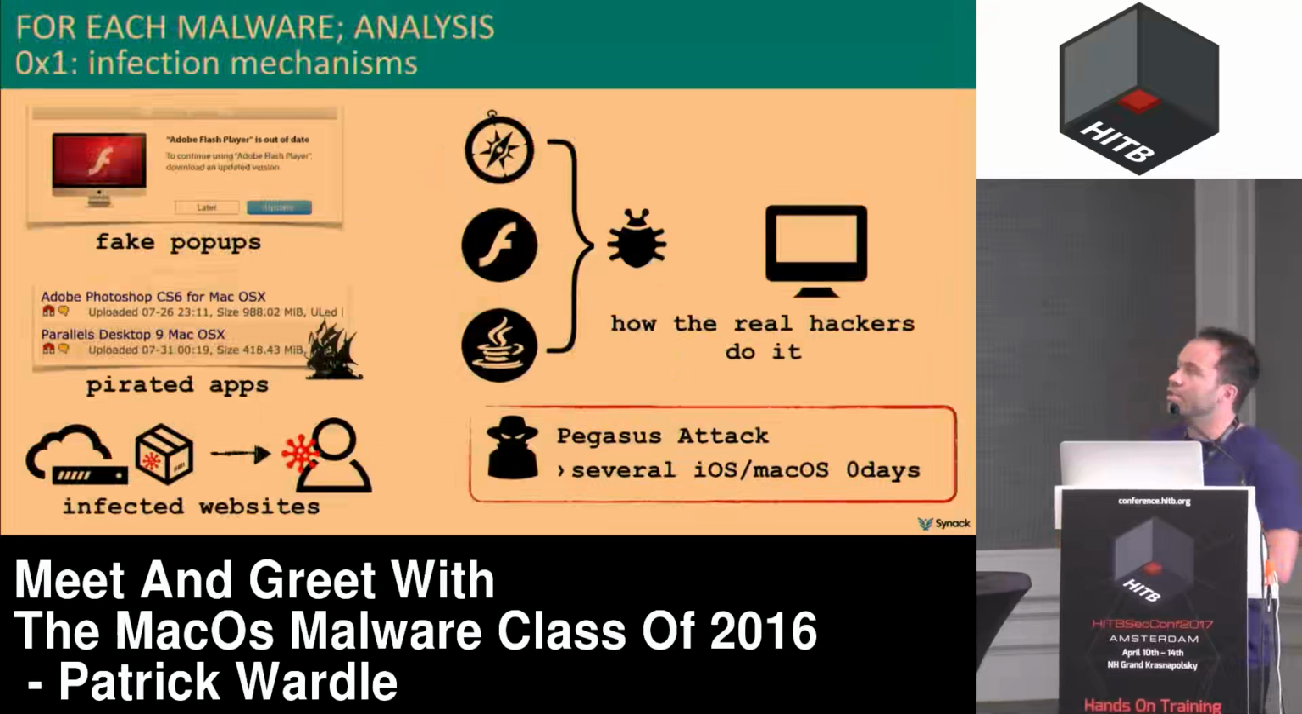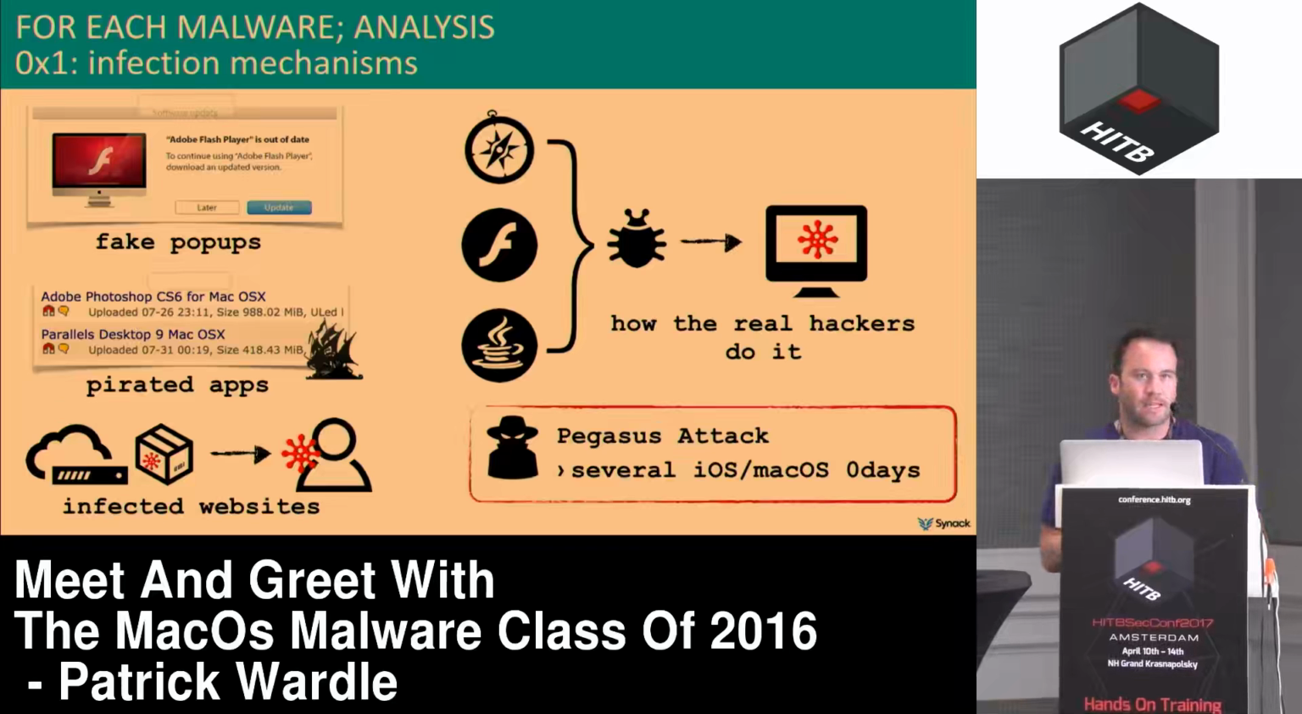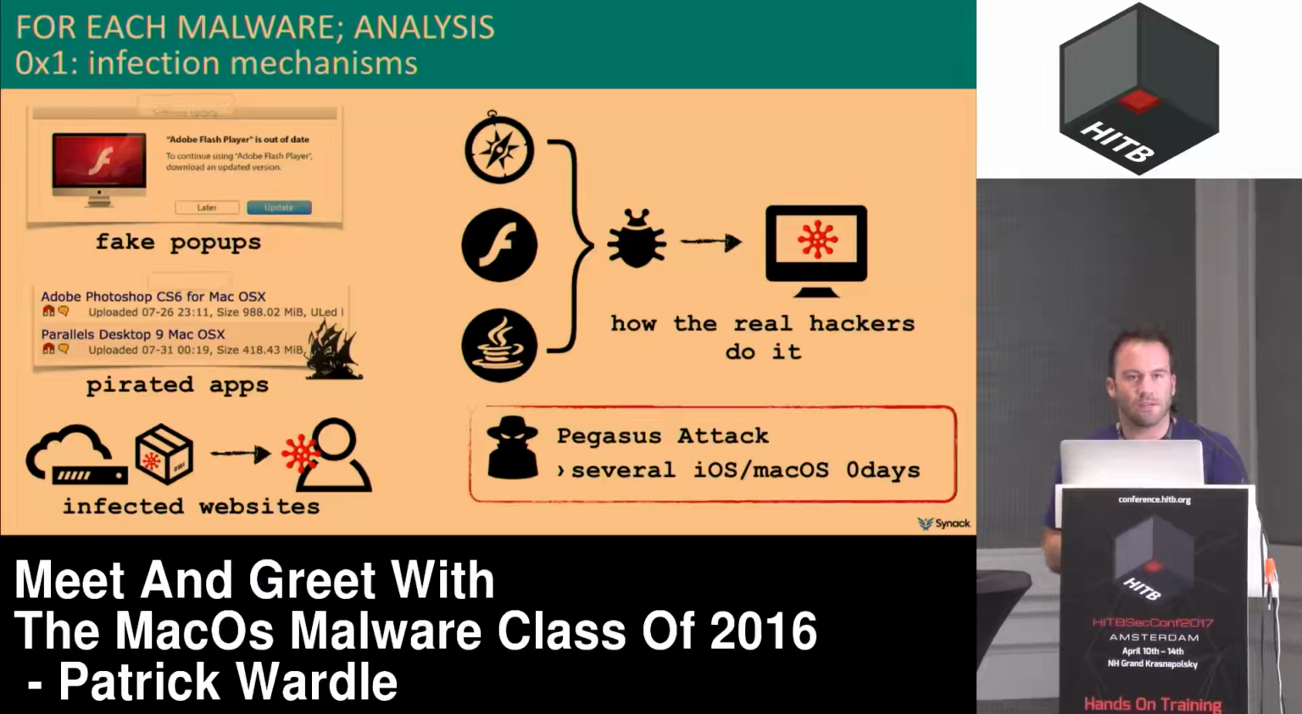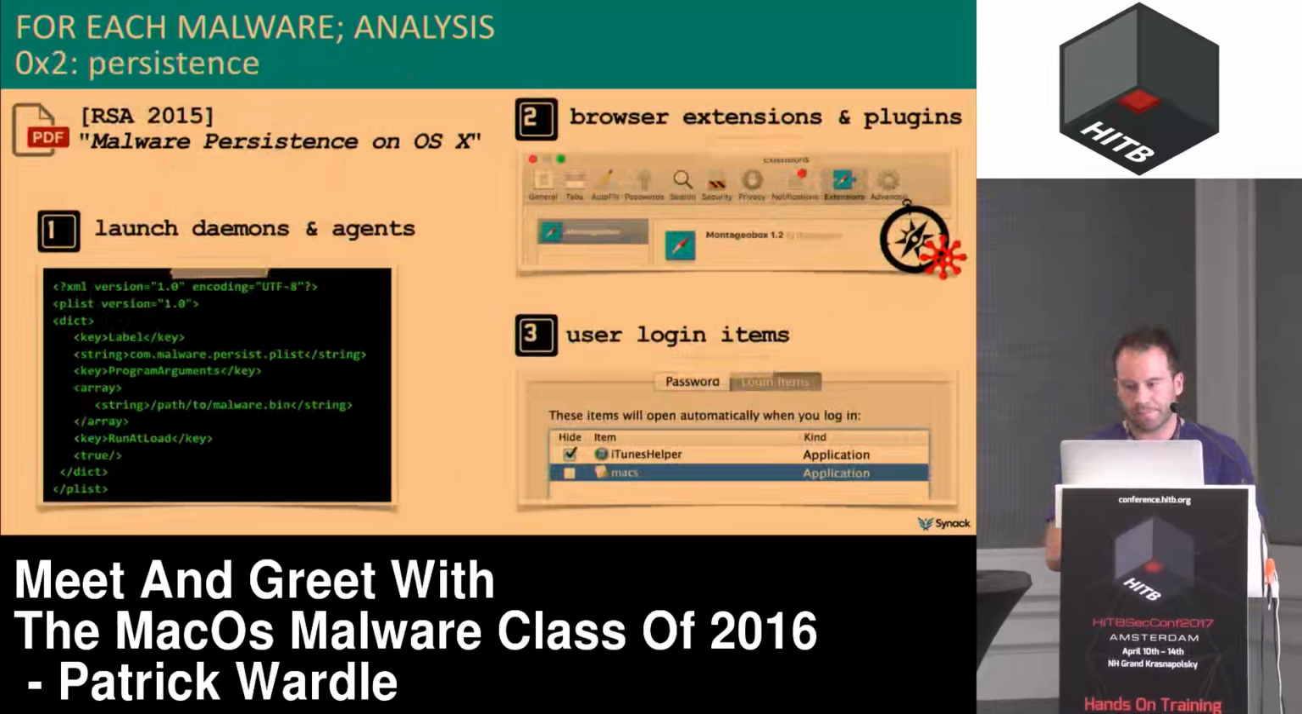All right, so for each sample, we'll start by talking about its infection vector. That is, how does it get onto end users' machines? And we'll see that most of these actually require some sort of user interaction. So the user has to be tricked into clicking a fake pop-up or perhaps an email attachment. Of course, the more sophisticated or advanced hackers are going to be using exploits, maybe 0 days. But luckily, most Mac malware, at least that's publicly been discovered recently, doesn't use such advanced techniques.